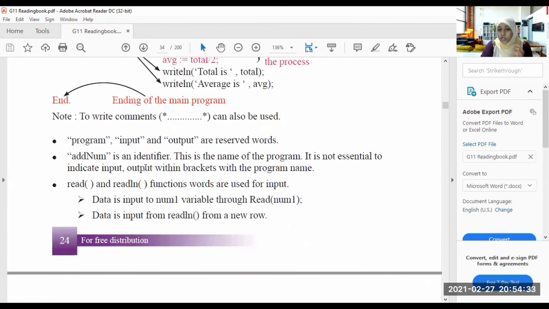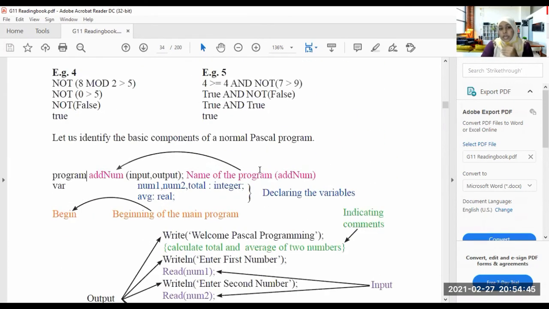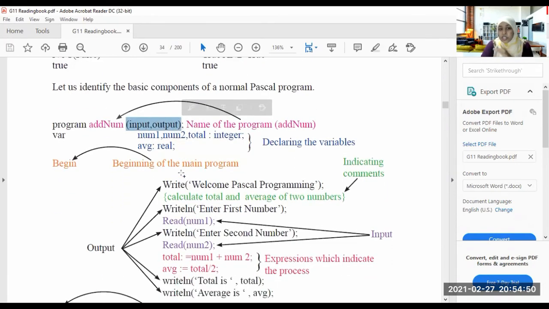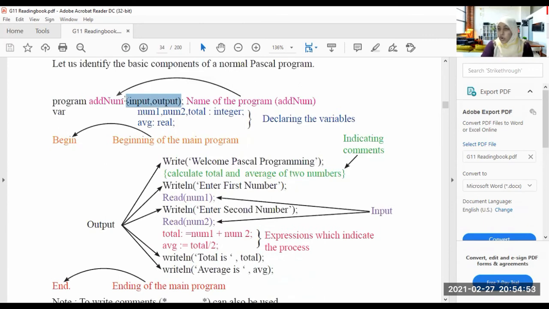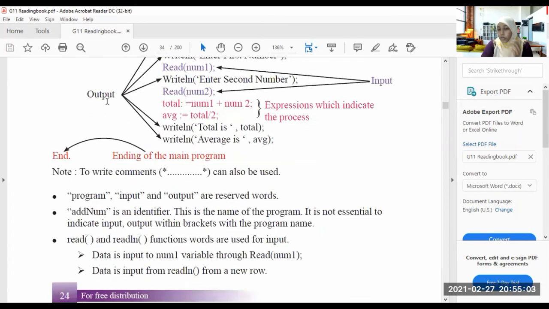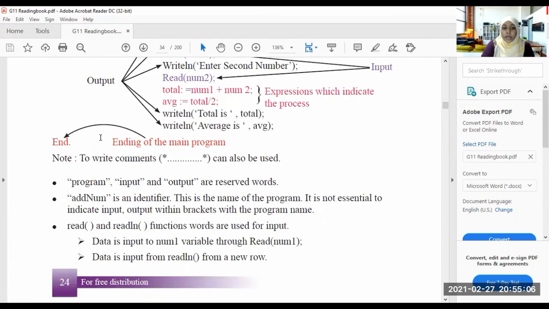Okay. Next one, addNum is an identifier. So for identifiers, you can use whatever name you want. This is the name of the program. It is not essential to indicate input, output within brackets with the program name. So writing this input and output is not essential. It is not necessary. If you want, it's okay to write it within the bracket. If not, it doesn't matter. But you should write here program and the name of the program, or the identifier.